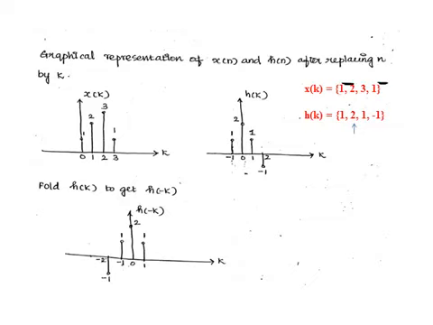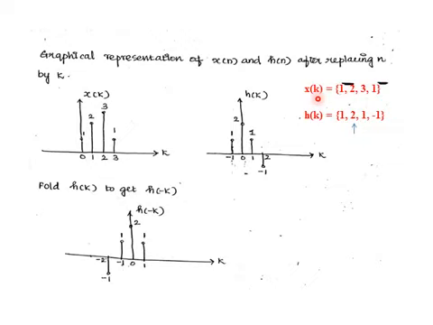As per procedure, to start with, we have to replace the time base n by k to get x of k and h of k. This is done because in the formula we have the time base as k instead of n. So first we have to replace n by k and get x of k and h of k. Now since the method used is graphical method, we will be representing all the signals and all the mathematical transformations as a graph. Now this is the graphical representation of x of k.